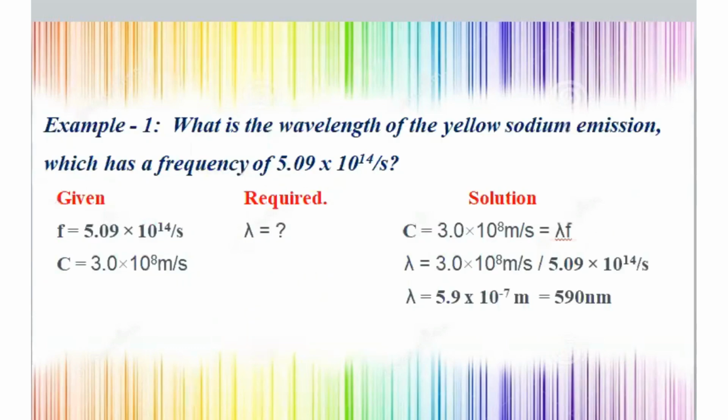For example, what is the wavelength of yellow sodium emission, which has a frequency of 5.09 times 10 to the power of 14 per second? Given we have the frequency and the speed of light, and we are asked to calculate the wavelength. Solution: apply the formula. The speed of light equals lambda multiplied by frequency. Then lambda equals 590 nanometer.